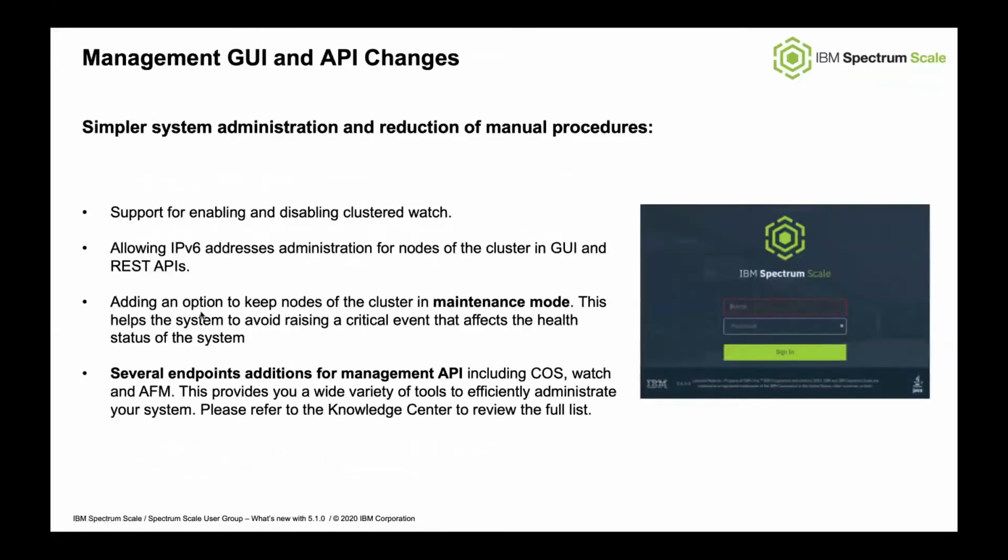For the management GUI and API, Scale 5.1.0 is looking for an enhanced user experience by providing simpler administration and reducing manual procedures. 5.1.0 supports turning on and off cluster watch, and turning on and off a flag to indicate that a node or cluster is in maintenance mode. We are also adding support for IPv6 addresses.